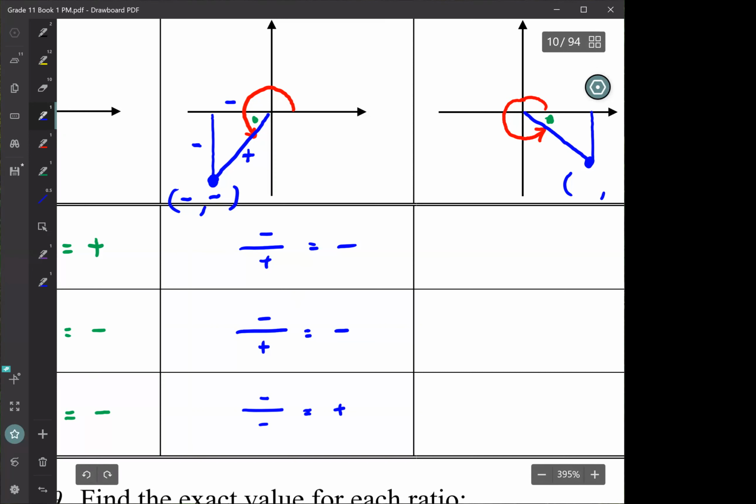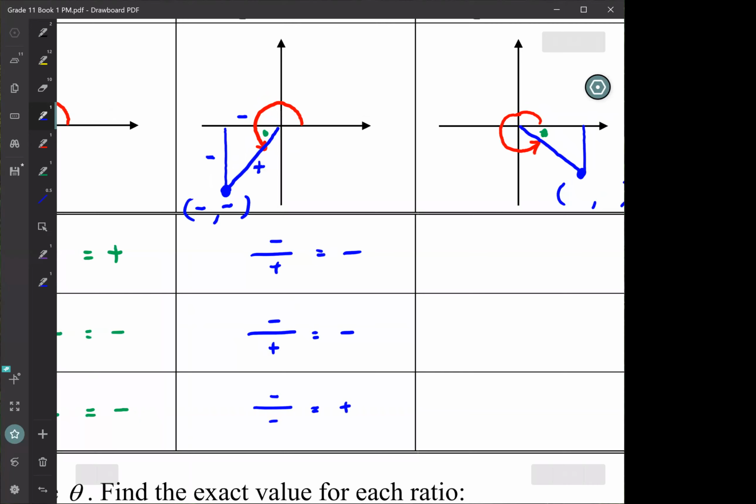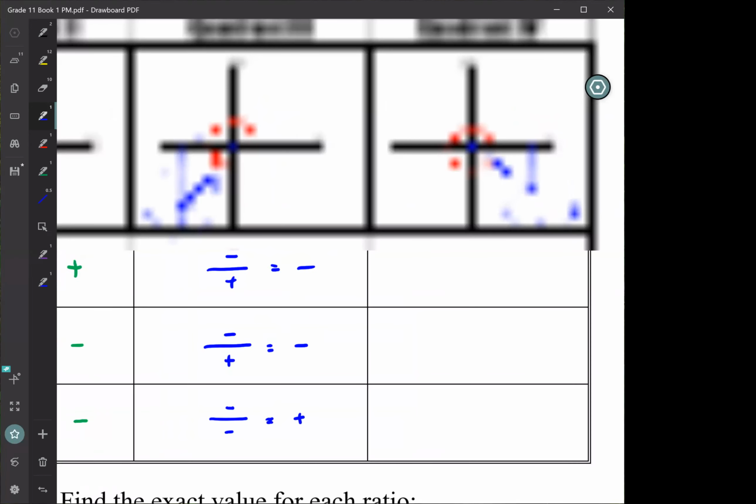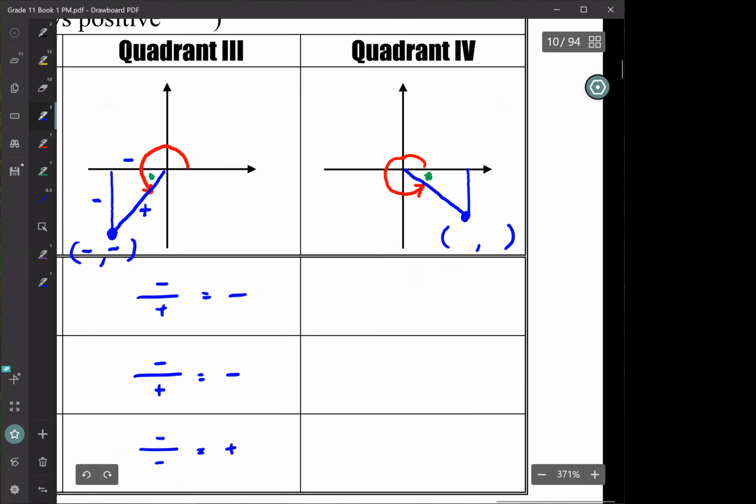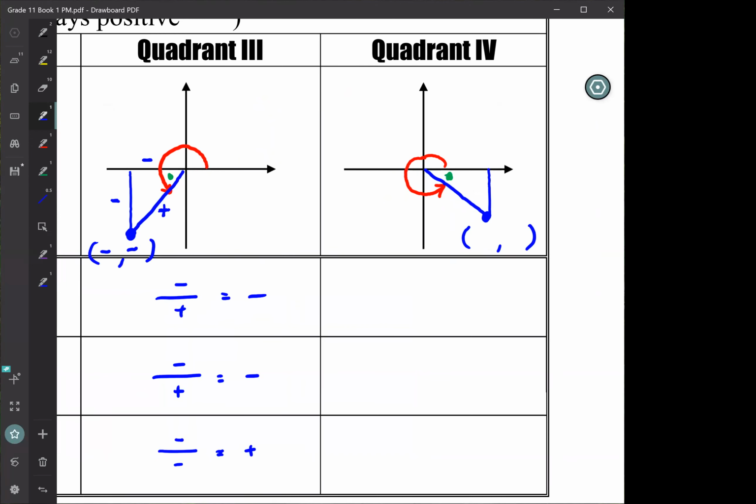Okay, last one. Can I have Elaine? What's the coordinate for quadrant 4? Positive and negative. Yep, thank you. And Harry, what's the first ratio? Negative over positive. Negative over positive equals negative. Yep.